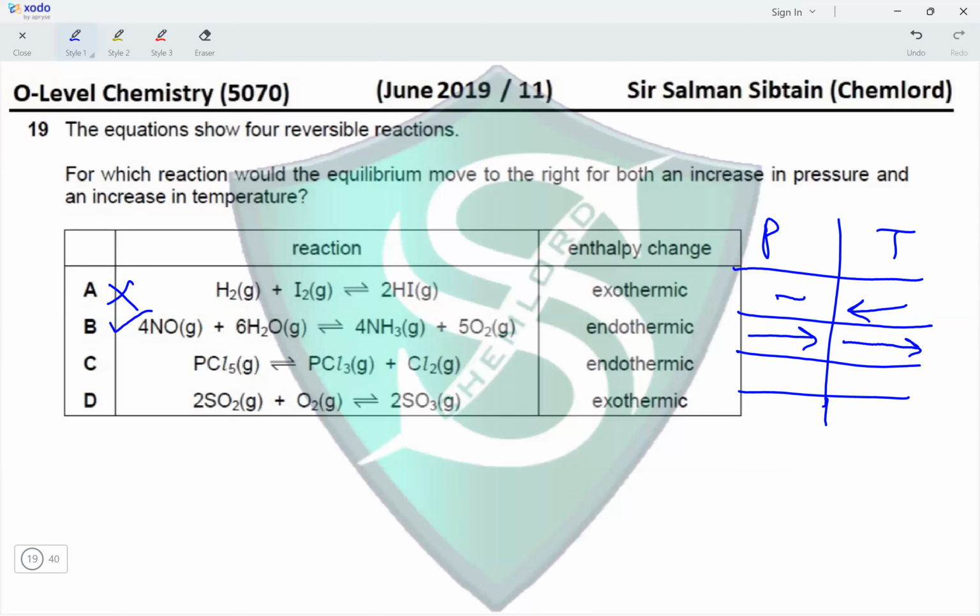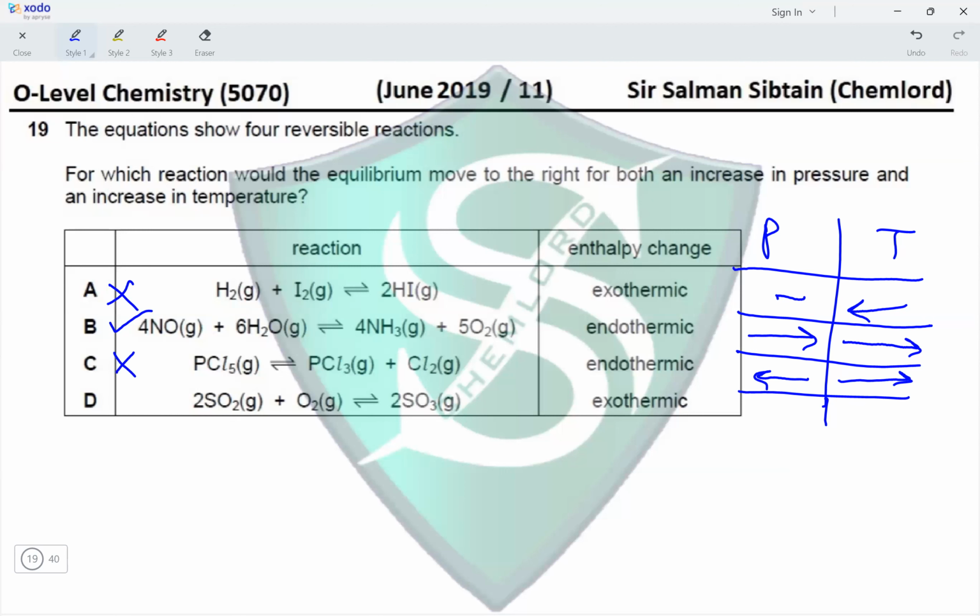C: now an increase in pressure will shift the equilibrium towards the left because there is 1 mole of reactant and 2 moles of products. And because this is endothermic, an increase in temperature will shift the equilibrium towards the right. So the temperature shifts the equilibrium towards the right, but the pressure shifts it towards the left, making this option incorrect. And D: 3 moles of reactants, 2 moles of products.